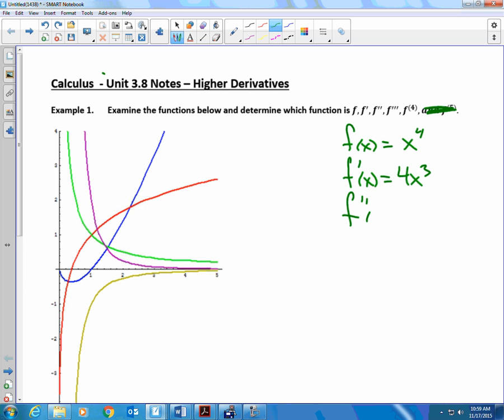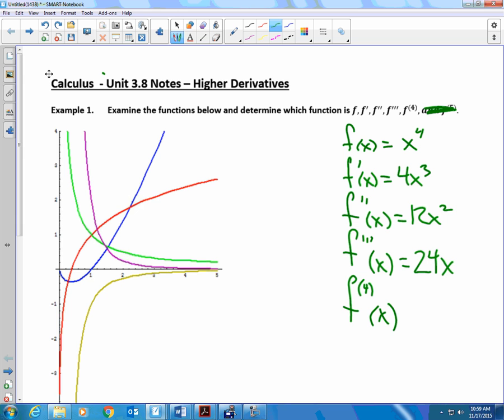What would be f double prime? 12x squared. I just take the derivative of the previous one, right? So f double prime is going to be the derivative of f prime. What's going to be f triple prime? 24x. After you write 3 primes, they generally stop writing the tick marks, and instead they put a number up there to let you know which derivative we're looking for. What would be the 4th derivative? And what would be the 5th derivative?